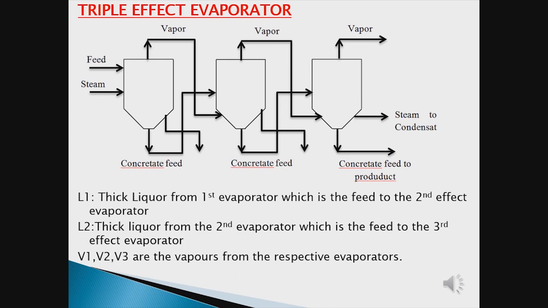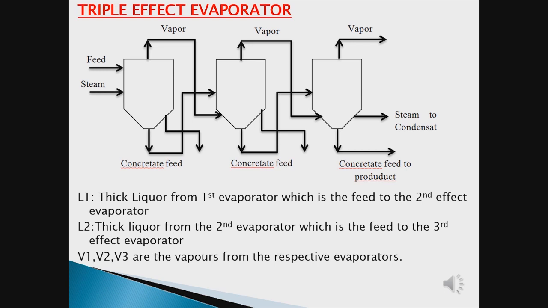So the concentrate feed, the thick liquor from the first evaporator, is given as feed to the second evaporator, and from the second evaporator again the vapor is taken off and given out, and the concentrate feed, again the thick liquor, is given from the second evaporator as the feed to the third evaporator. And finally, from the third evaporator, the vapor is given out as a product, and the concentrate feed, the product, is given out.